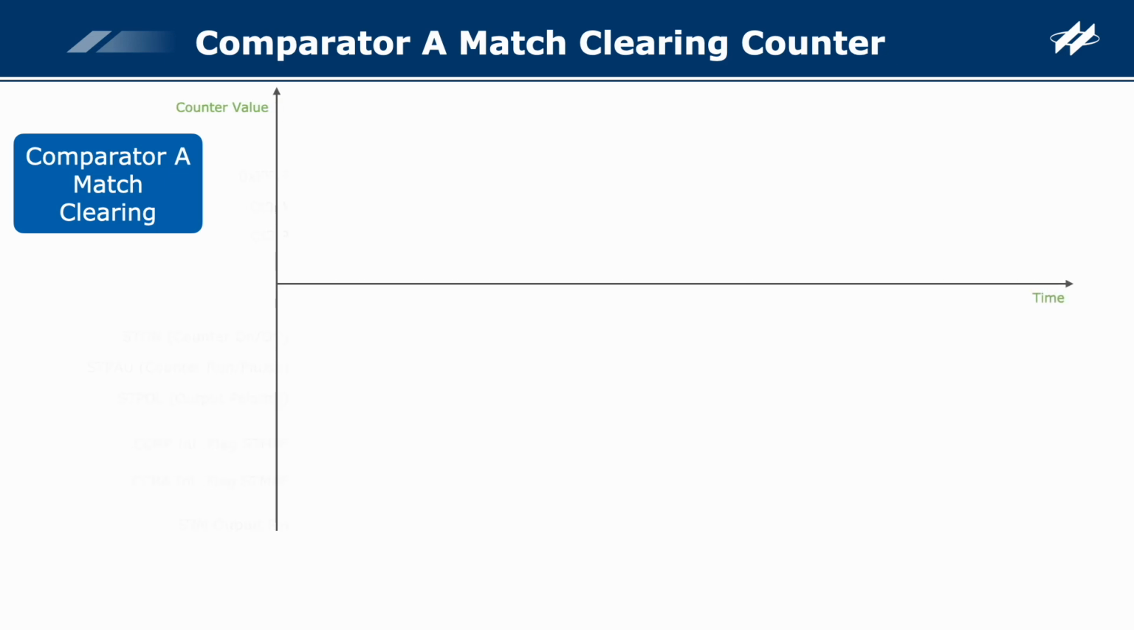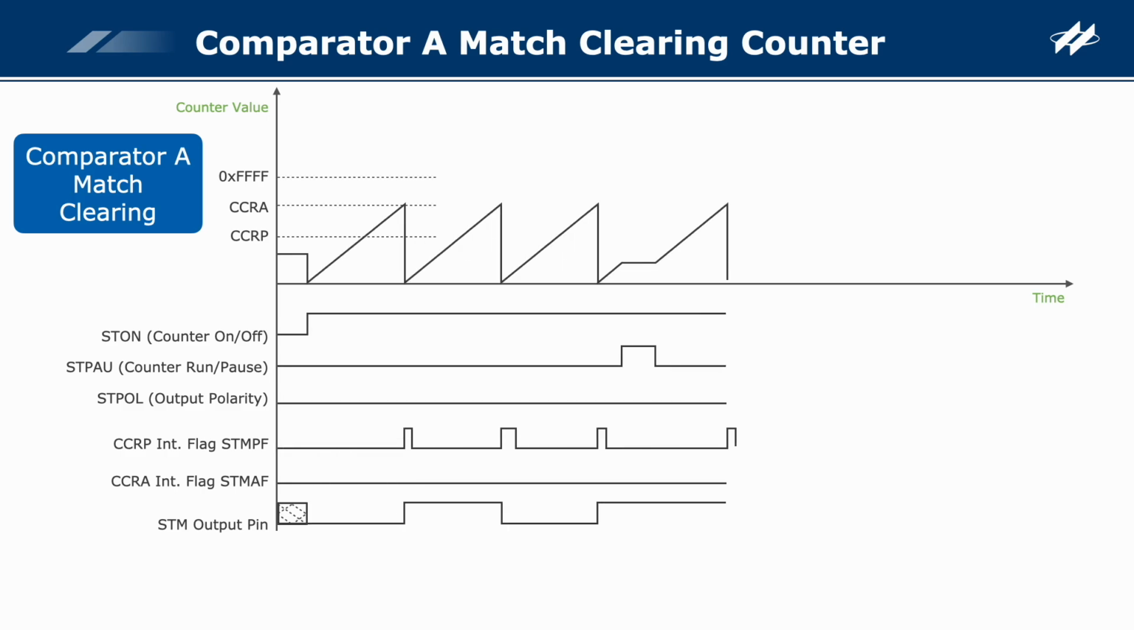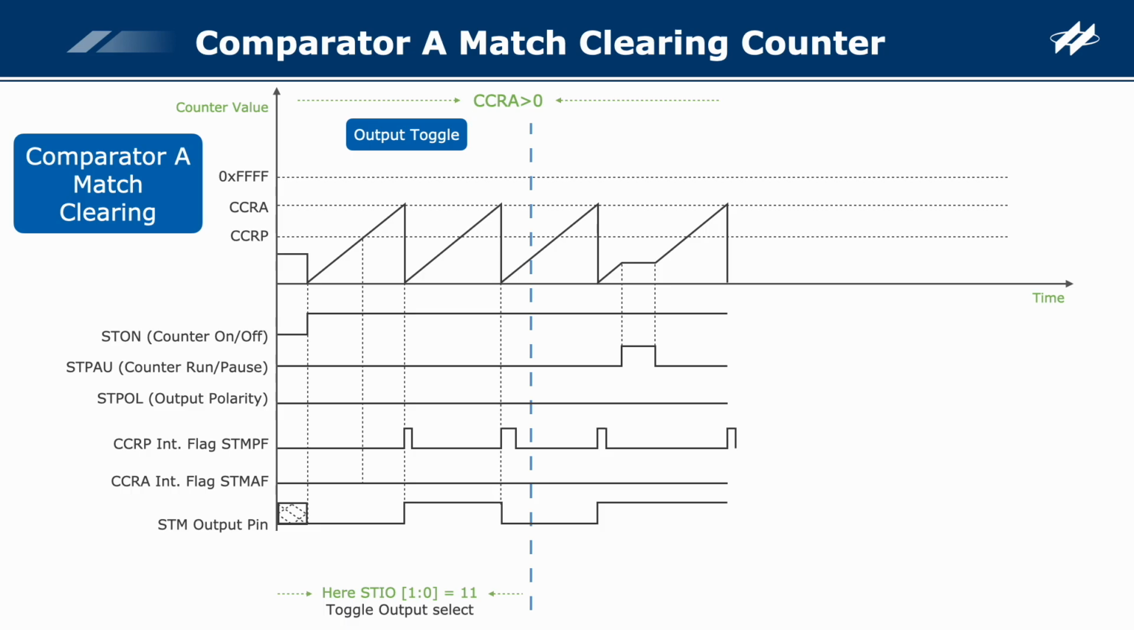The following is the operating process of comparator A match clear. The x-axis is time, and the y-axis is counter value. The current CCRA preset value is greater than 0, that is, the clear condition is a counter overflow. The STIO1 and STIO0 bits are set to 1-1, that is, when a comparator A match occurs, the external pin state will be toggled. After the STON bit changes from 0 to 1, the counter will be cleared and start timing, with an initial low level.